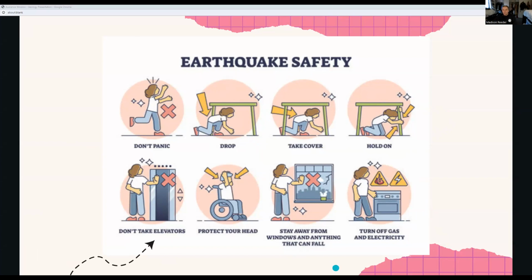And then as soon as it is safe to move, you want to turn off the gas and electricity in your house just to make sure that you don't have any of those problems while you assess the damage. So yeah, those are faults and some things that can happen because of faults.